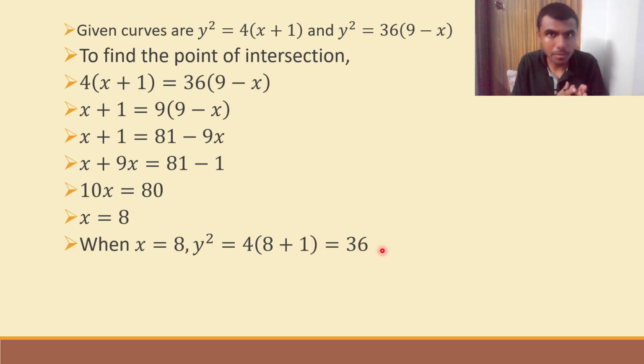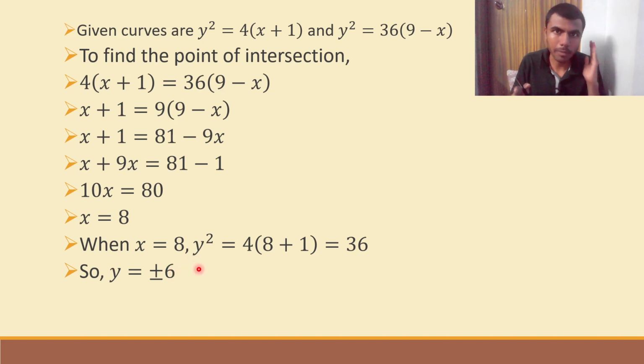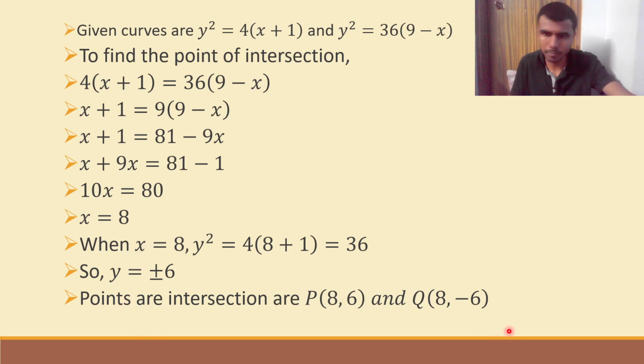When y square is 36, what would be y? y would be plus or minus 6, because y square is 36 means y is root 36, which is plus or minus 6. So when x equals 8, y is 6 or minus 6. Basically I have 2 points of intersection. They are P (8, 6) and Q (8, -6). I'm taking them as P and Q. Now we got the points of intersection.